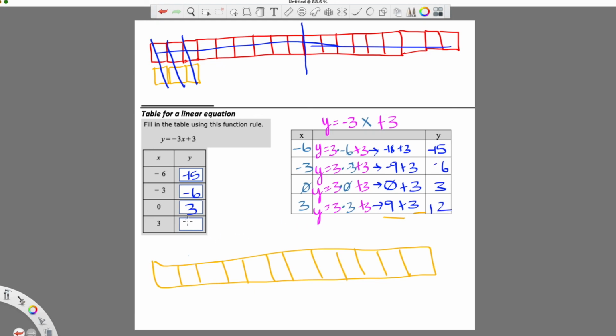All right, so that is how you complete a table for a linear equation. Go ahead and go on, Alex, and give it a try.